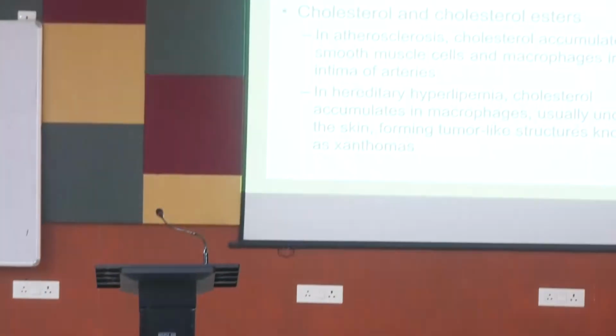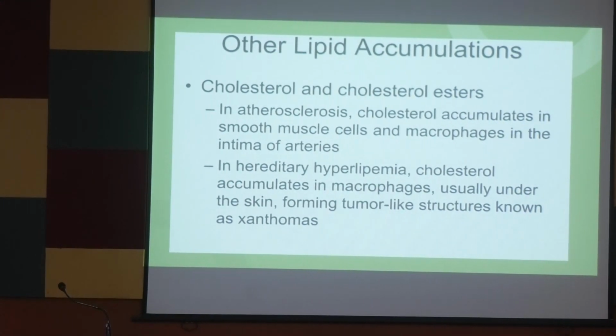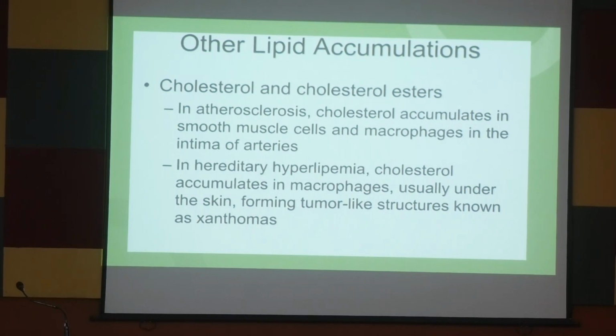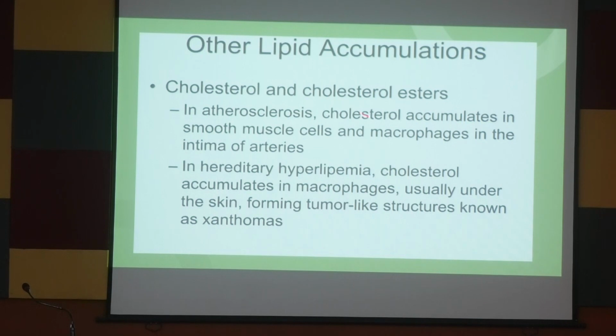Now, other lipid accumulation, namely I told you atherosclerosis, xanthoma, okay? These are the other manifestations of lipid accumulation inside our body. In atherosclerosis, what does it occur? Cholesterol accumulates in the innermost layer, that is intima.